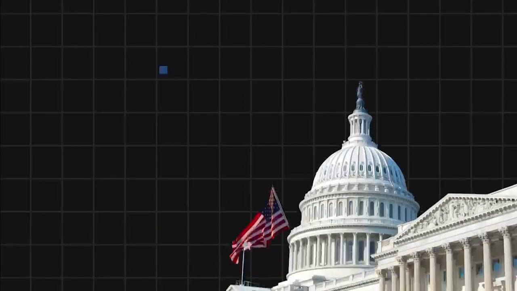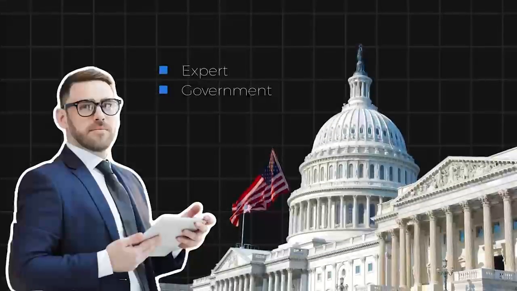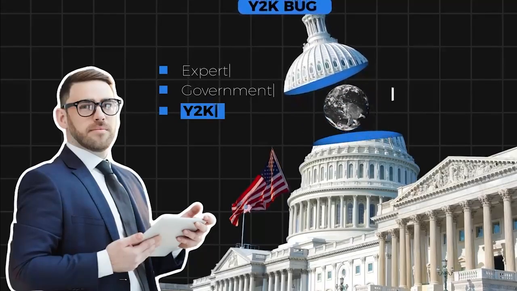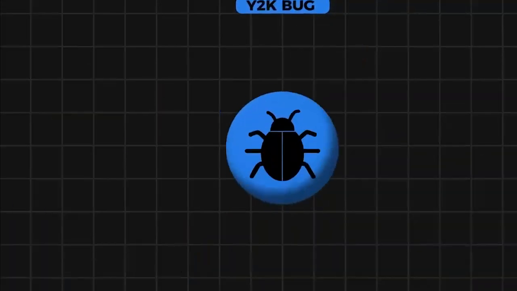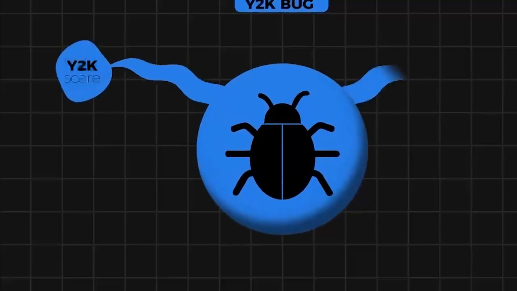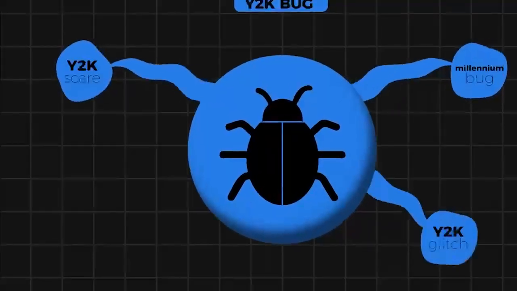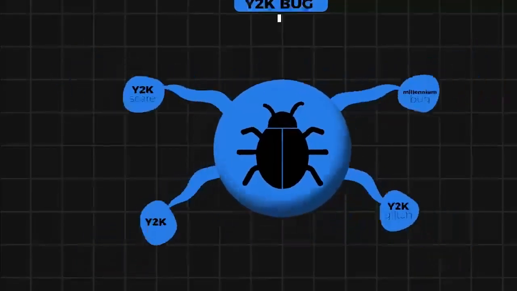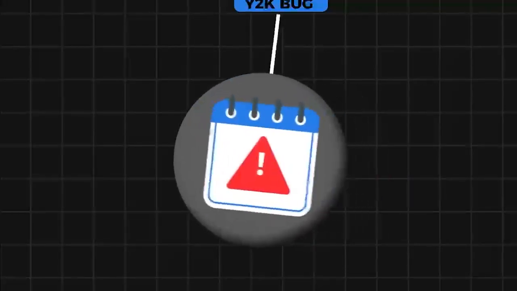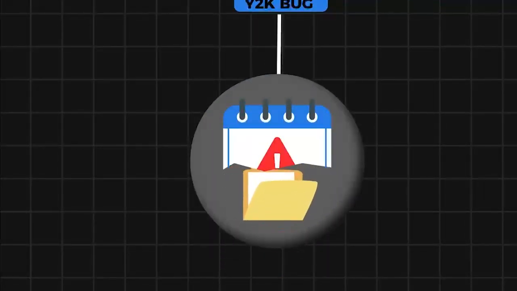Prior to it happening, many experts and governments in the United States informed the public that a computer bug known as Y2K might shut down the world's systems, causing a global collapse. It has also been called the Y2K scare, Millennium Bug, Y2K glitch, Y2K, and others. These errors are related to how calendar data is formatted and stored.